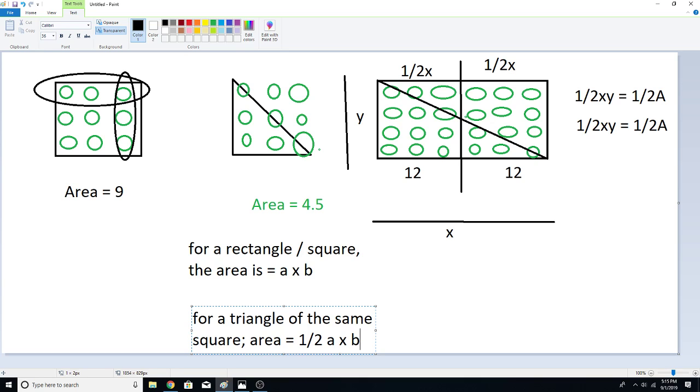So I hope you enjoyed this video, and we can further derive from this and work out even more complex situations like Pythagoras. How do we derive that? Or trigonometry, how do we derive that? And we can look in further videos.